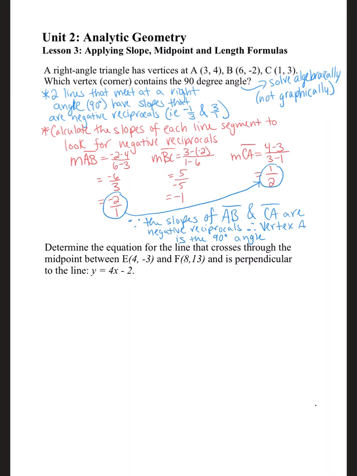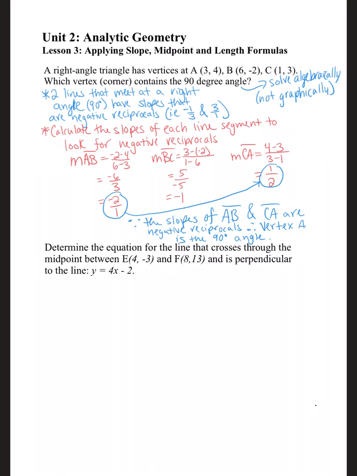Okay? So we're able to apply the slope formula to help us determine if there was a right angle in that triangle without graphing it, without drawing it, just by using what we know about slope and algebra to figure that out. So let's take a look at this next question.